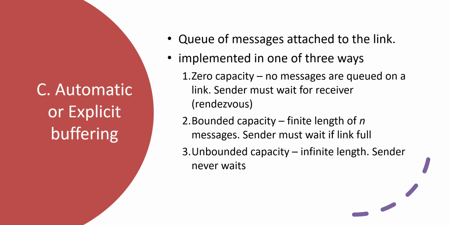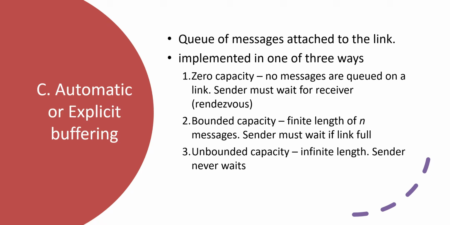Finally, let us discuss buffering. A communication link can have a queue of messages. The messages waiting to be delivered are stored in the queue. There are three main types of buffering. The first is zero capacity. In zero capacity buffering, no messages are queued on a communication link. Therefore, the sender must wait until the receiver is ready. This is associated with the rendezvous.